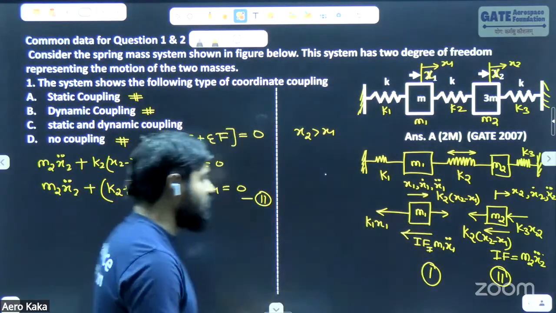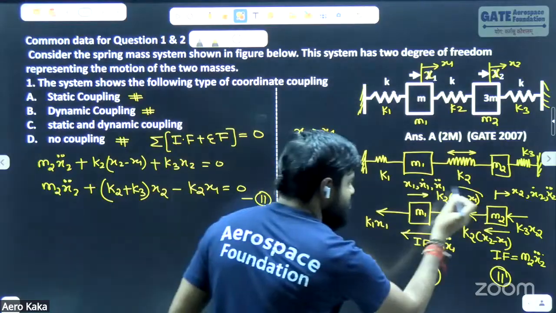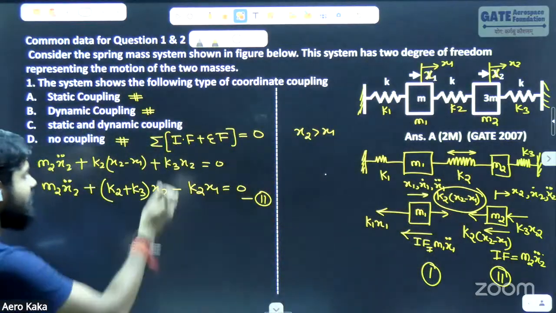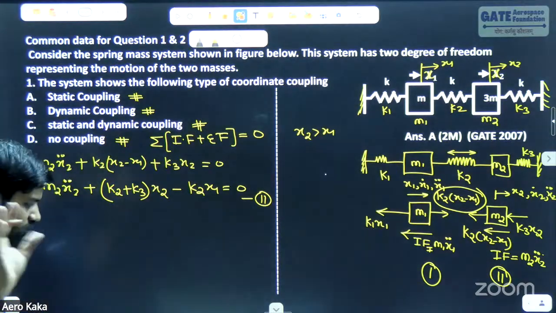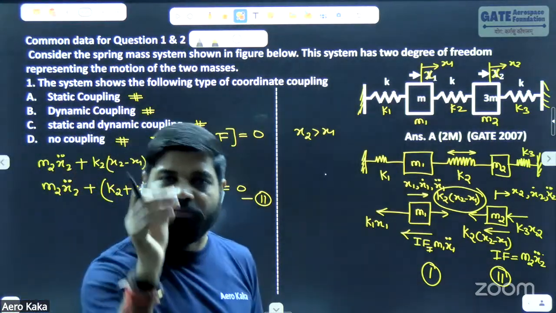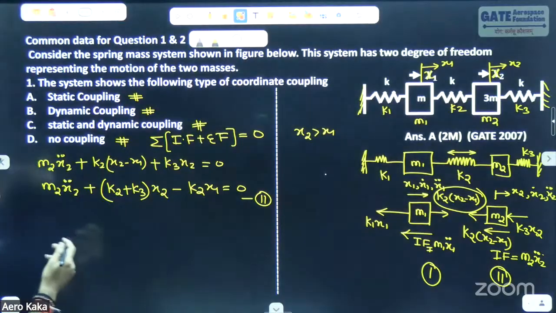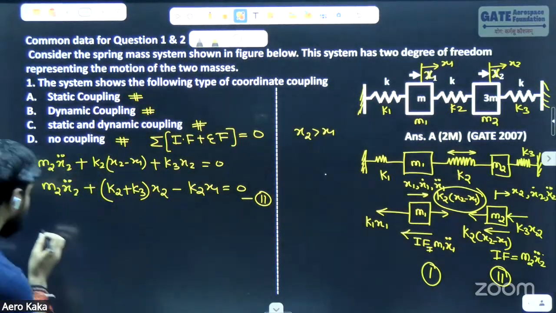So we have to use the sign convention, meaning this one you have to write with a negative sign. Again, what we are using is: inertia force plus external force should be equal to 0. But you have to know what the sign convention is. You may take it as positive or negative.